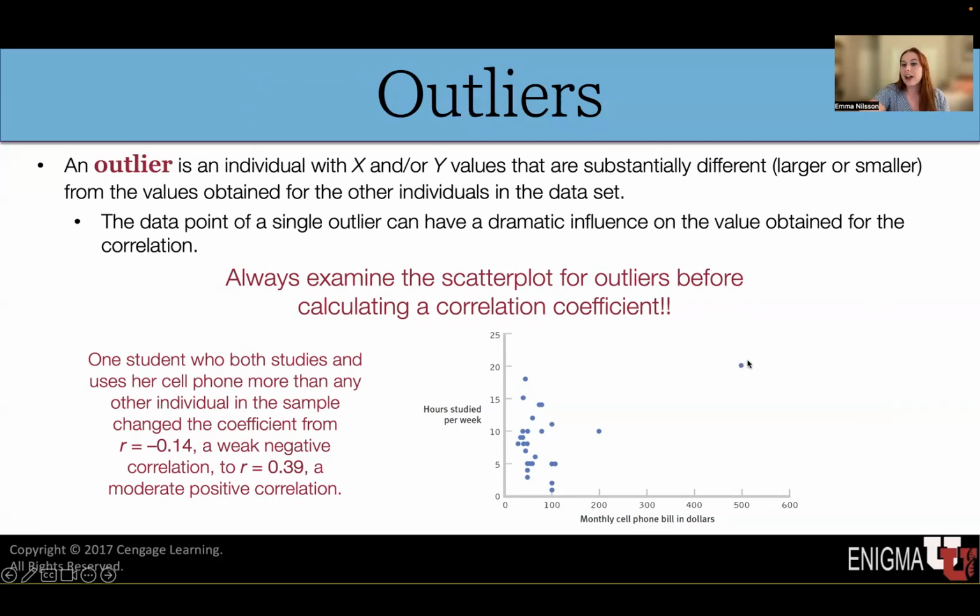We also need to be looking for outliers in our scatter plots, because what you can see here is one student who both studies and uses her cell phone more than any other individual in the sample, hours studied per week, monthly cell phone bill, changed the coefficient from negative 0.14 with just these guys, which was a weak negative correlation, all the way up to 0.39, which is a moderate positive correlation, if you include just this data point. So sometimes you can take outliers out if you realize that it was a data collection error that led to your outliers.